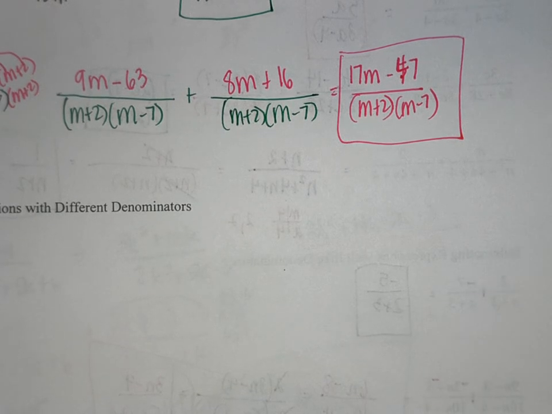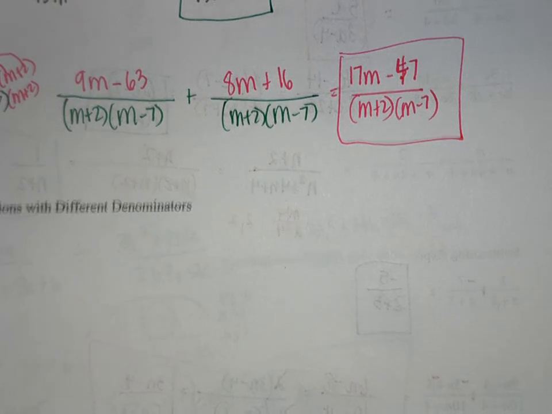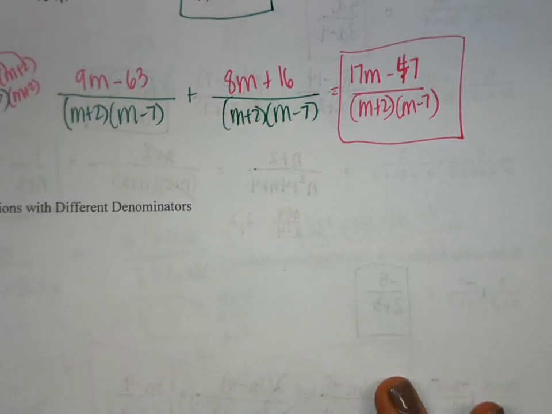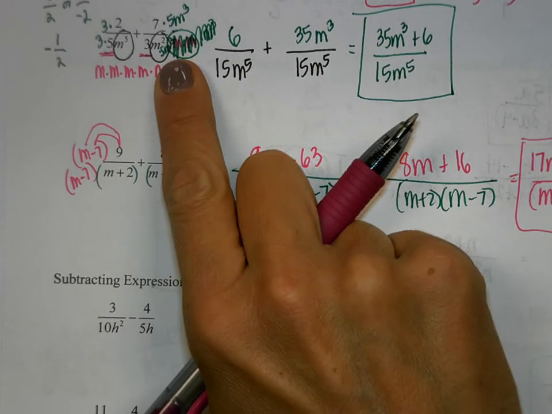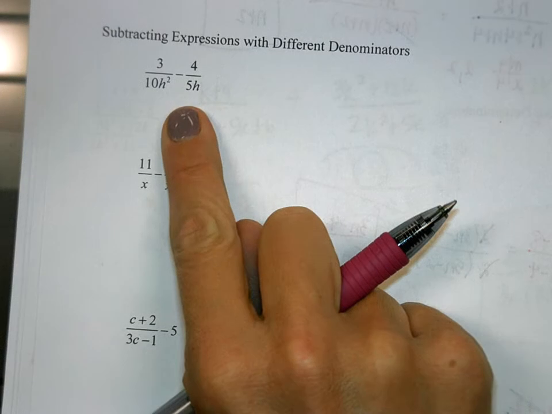Okay? So let's try this now with subtracting. Based on what we did on this example here with our m's, what do you think my common denominator is going to be here?